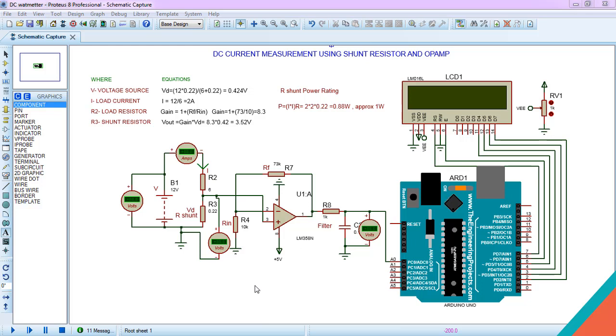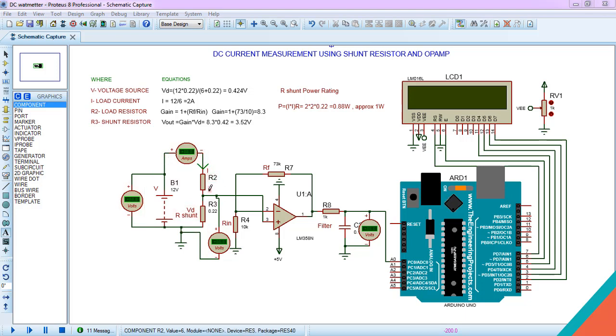In today's video we're gonna see how to measure DC current using a shunt resistor and an operational amplifier, or a non-inverting amplifier circuit. Let me talk about the circuit. I have a voltage source V. I've used a battery as you see here. And the current that will be flowing in this circuit is I, which is the load current.